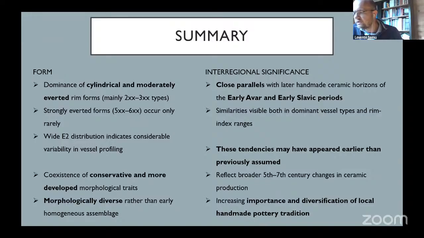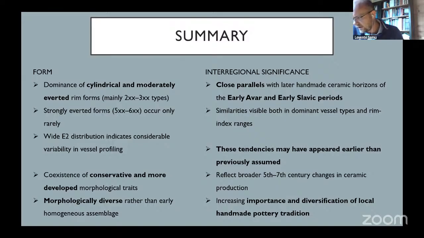The question, however, is how these observations should be interpreted within a purely Gepidic period context, where fine wheel-thrown ceramic assemblages are generally regarded as the dominant and characteristic component of material culture, as Zsófia showed. The presence of handmade vessels displaying formal traits comparable to later early Avar period and early Slavic period assemblages suggests that these morphological tendencies may have emerged earlier and within a broader cultural and technological framework than previously assumed.